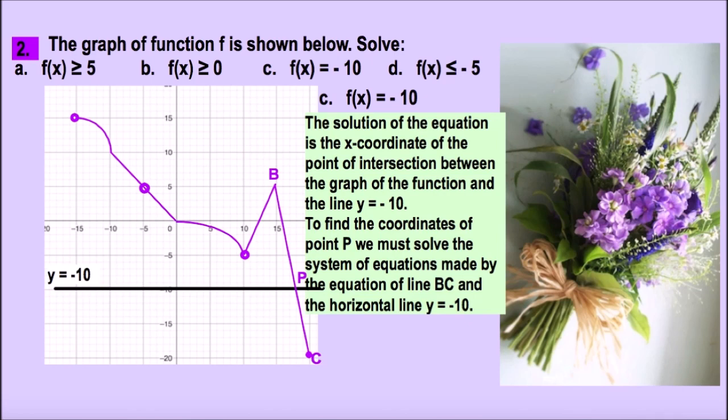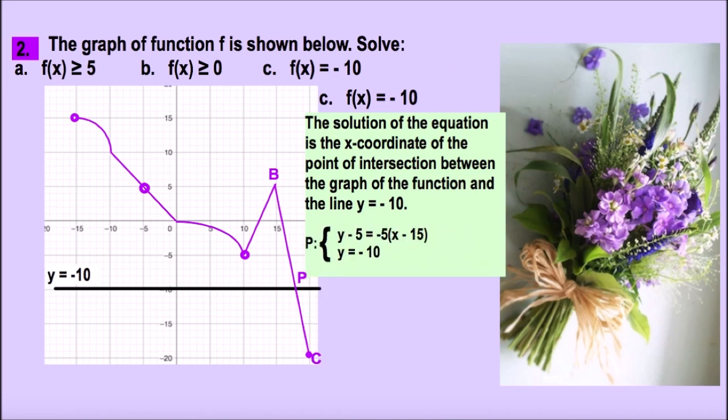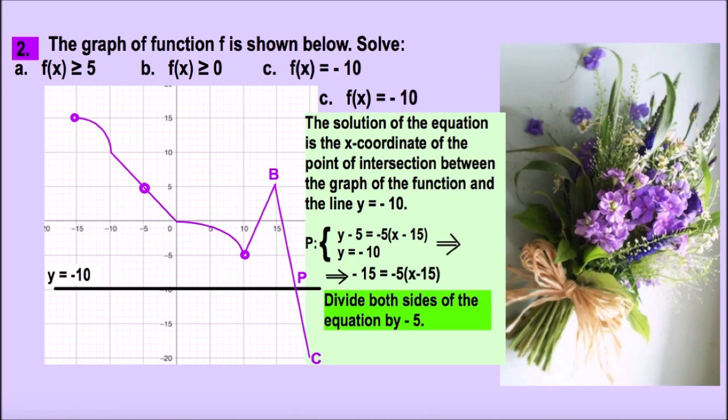To find the coordinates of point P, we must solve the system of equations made by the equation of line BC and its intersection with the horizontal line y equals negative 10. The set of equations is as follows. Y minus 5 equals negative 5 times the quantity of x minus 15, and y equals negative 10. Substitute negative 10 in the first equation. Thus, negative 15 equals negative 5 times the quantity x minus 15.